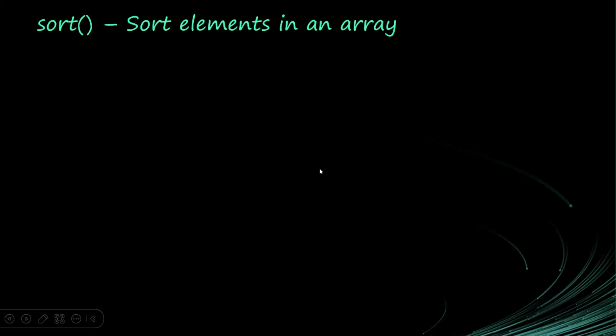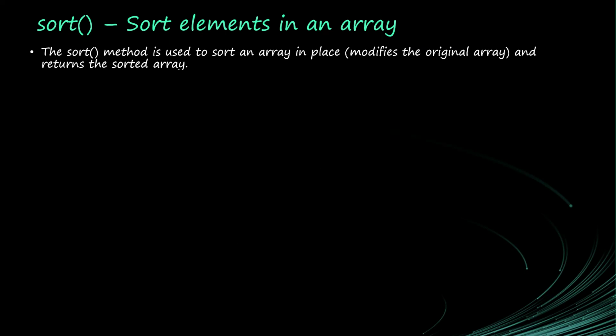All right, so we have the sort method. Let's say you have student scores, and you want to sort them, to rank them or something like that. That is where you use the sort method. The sort method is used to sort an array in place. It modifies the original array and returns the sorted array.